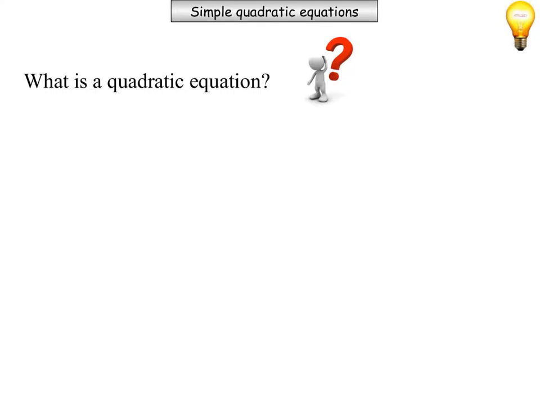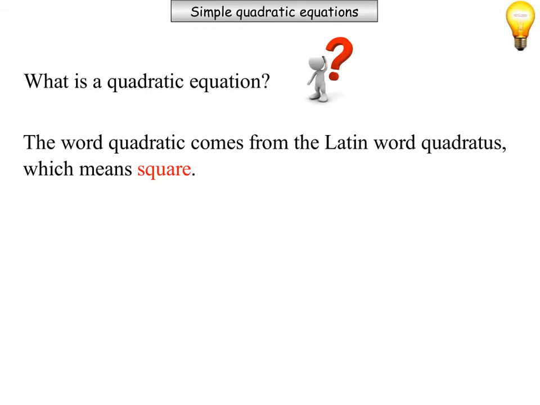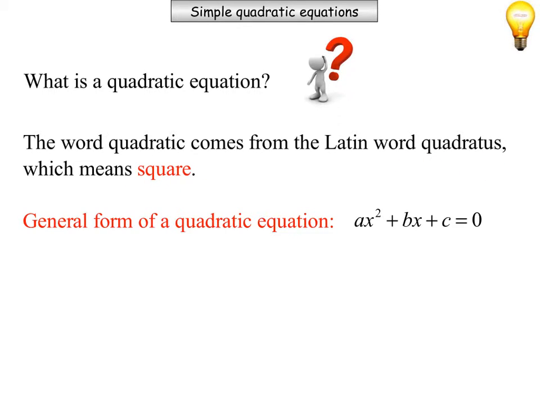Before we begin, let's define the word quadratic, or even what does quadratic equation actually mean. The word quadratic comes from the Latin word quadratus, which means square. With an equation, we usually have some sort of expression equaling something else. The word square will relate to the power here. The power of 2 is squared.